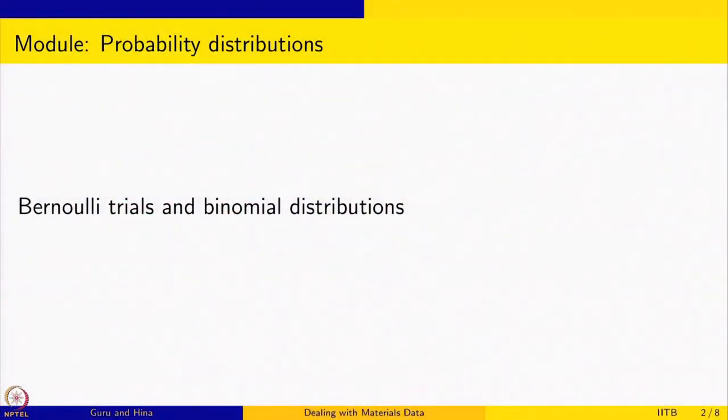Welcome to Dealing with Materials Data. In this course, we are trying to understand the collection, analysis and interpretation of data from material science and engineering. We are in the third module, which is on probability distributions, and we are going to begin with some discrete probability distributions. Specifically, we are going to talk about Bernoulli trials and binomial distributions.